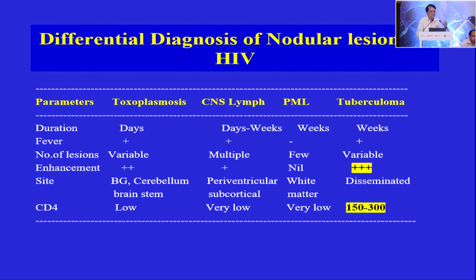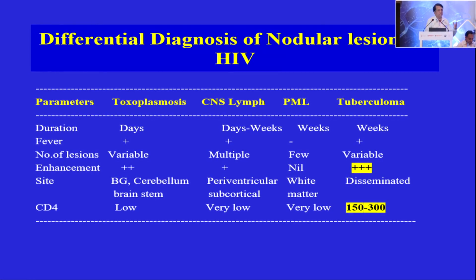Is enhancement positive? Usually it is toxoplasma. In CNS lymphoma, enhancement is possible. But PML, unless it is associated with IRIS, is not enhancing. That is one of the pointers we must remember. PML is always non-enhancing, and tuberculoma enhances. Then the site of the lesion, where it is.